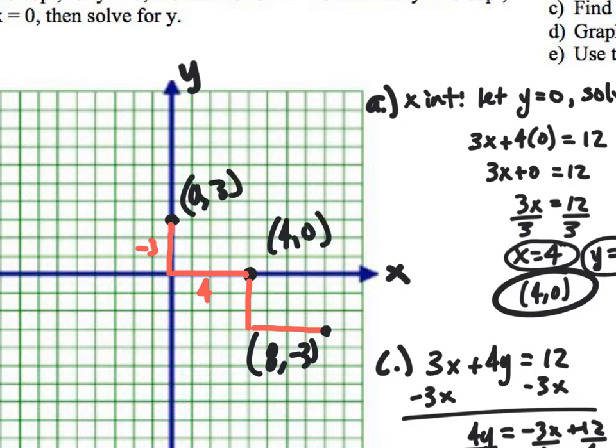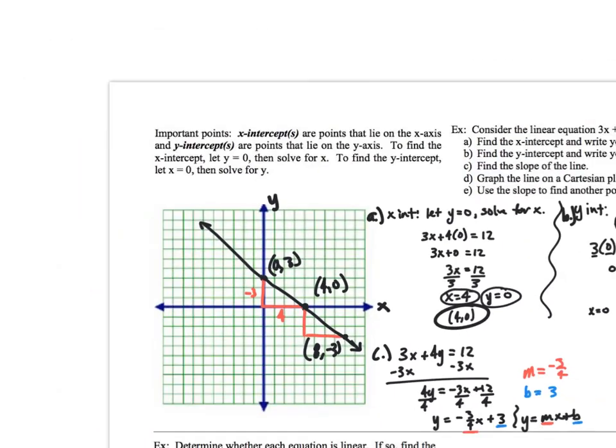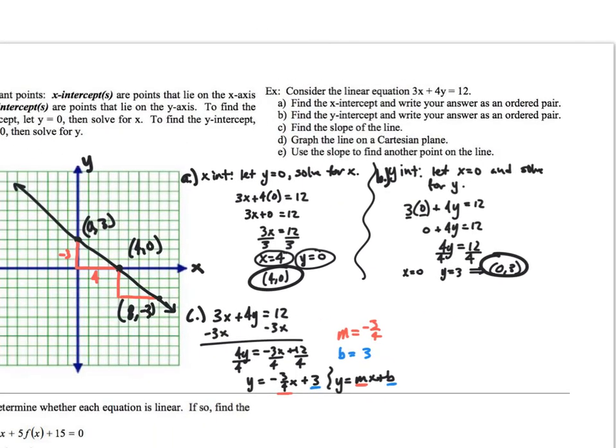All right, so what I can do from here is connect these with a line, and I'm graphing my line. Now all we really needed were my y-intercept and my x-intercept. As long as we get those 2 points, I can plot those, draw my line, and we're good. Don't need to do anything else. But it wanted us to find another point on this graph, so use the slope to find another point on the line.